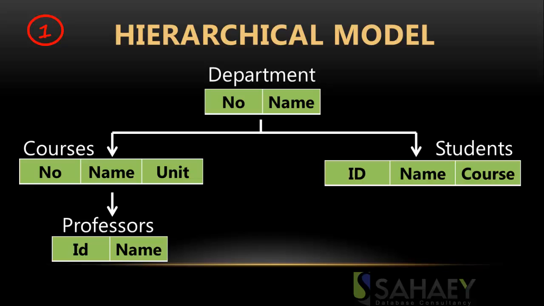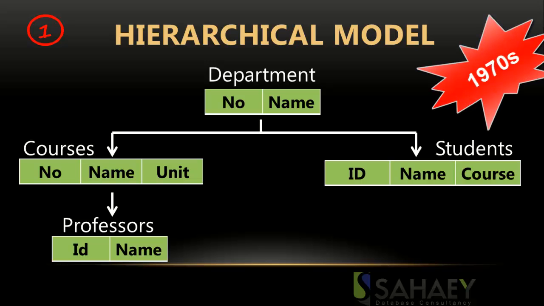Here, the department records are linked to the courses and students in a one-to-many relationship. Similarly, the courses are linked to the professors teaching them. Hierarchical databases were popular through 1970s.